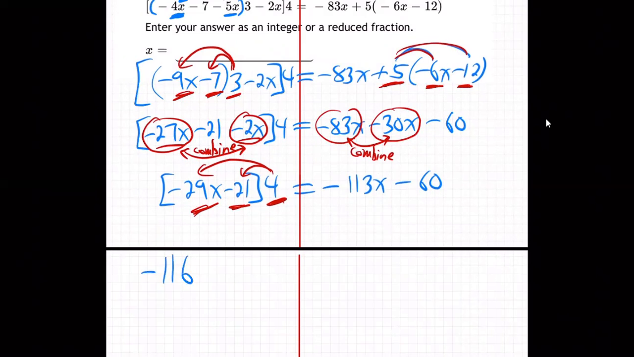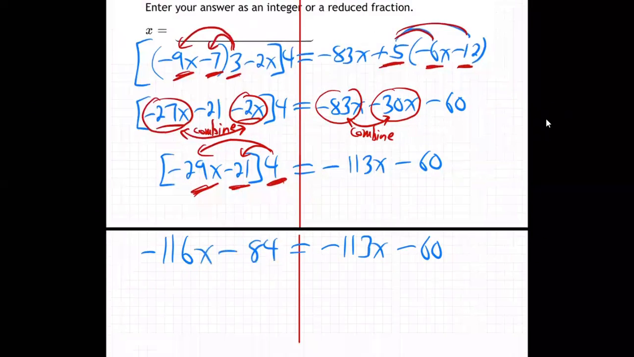121. Yeah. Minus 84. So what happened there? Let me bring this guys down. Is that 4 multiplied this and this. Just use your calculator. Oh, I forgot the x. Look at that. That was bad. I forgot that x. So 4 times minus 29x made minus 116x. And 4 times minus 21 made minus 84.